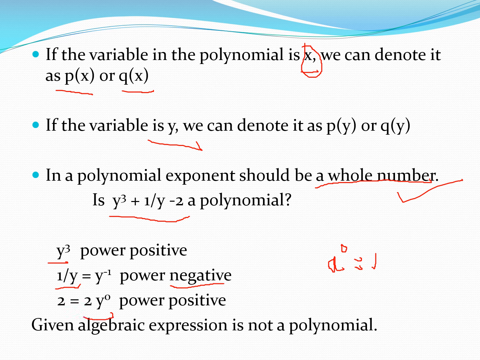Now in this variable y, if we see the value of the exponent, it is 0, and 0 is a whole number. So if we see all the three terms, here power is positive, here power is positive, but in this second term power is negative. That means it is not a whole number. That means the given algebraic expression is not a polynomial.